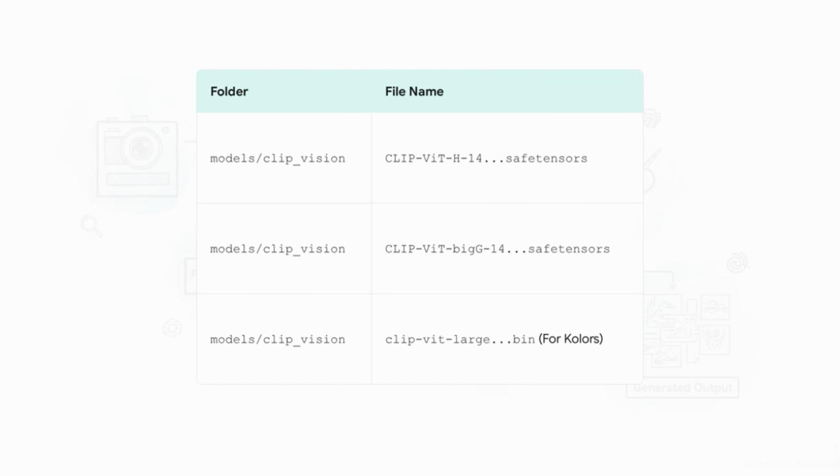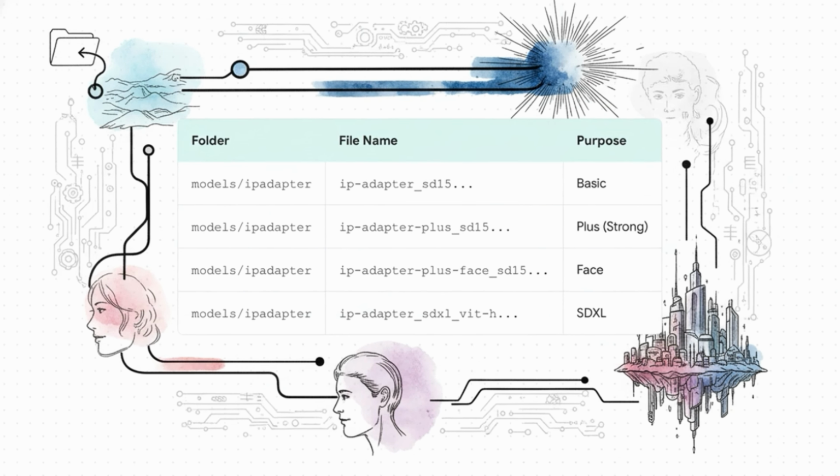First up on our shopping list are the CLIP Vision models. The easiest way to think of these, they're the eyes of the IP Adapter. They're the part that actually looks at your reference image and figures out what's in it. You'll download these and pop them right into your models/clip_vision folder. You'll see there are a couple of main ones plus a special one you'll need if you get into using the cooler FaceID models.